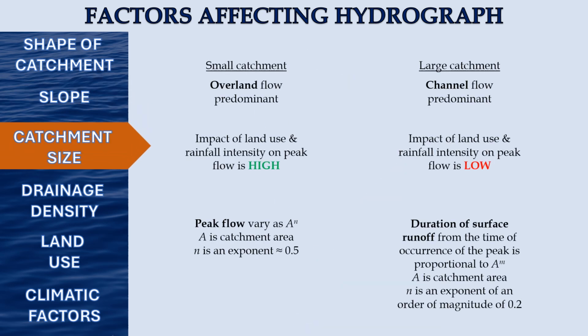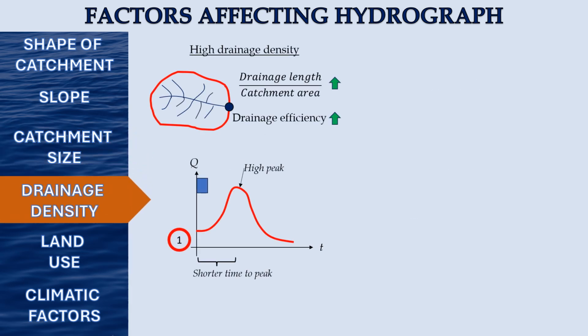Small catchments act differently from large ones. In small catchments, overland flow is predominant over channel flow. In this situation, land use and rainfall intensity have significant impact on the peak flow. For large catchments, both factors pose limited effect on the peak flow. Inside a catchment with a high drainage length to catchment area ratio, we expect to see efficient runoff conveyance. As a result, the peak flow can be high, and it may occur quickly.